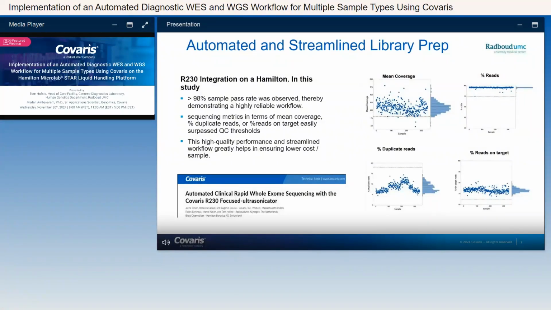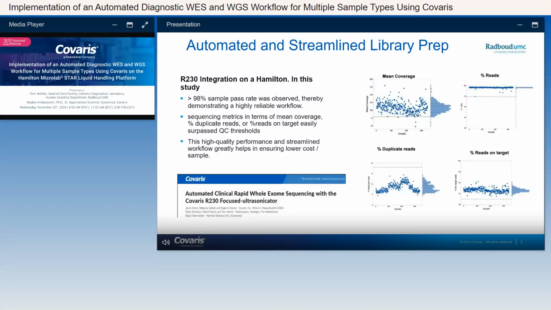Speaking about automated and streamlined library prep solutions, I would like to share highlights from a related study conducted by Tom's group utilizing a Covaris R230, which is integrated with their Hamilton automation platform to analyze several hundreds of samples. This study achieved an impressive sample pass rate of over 98%, demonstrating a highly reliable and reproducible workflow.